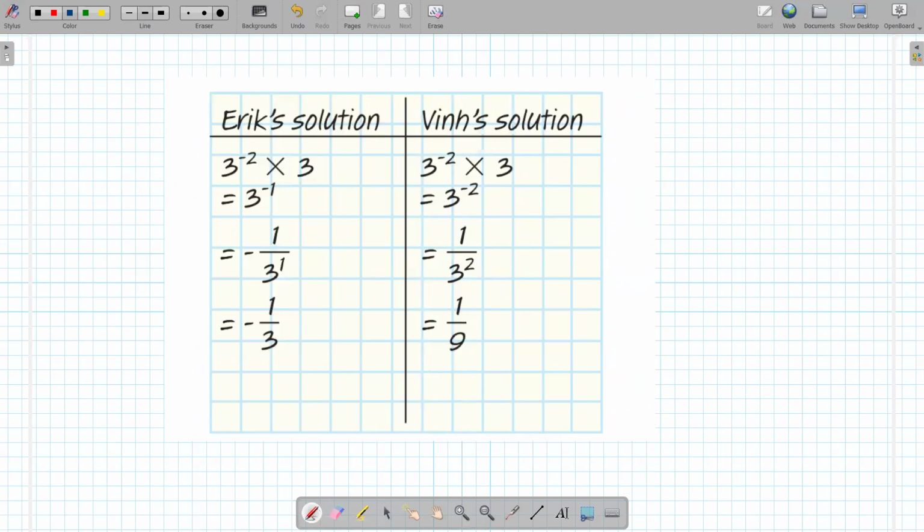So which one of these guys is correct? Well, neither of them is correct. So let's start one by one. Is the first step correct for Eric? Yes. This guy is wrong because he didn't add the exponents right. Is the second step correct for Eric? No, because of the negative. So it should have been like this, and the final answer should have been 1 over 3. These two steps are okay, but it was wrong to begin with because of this.